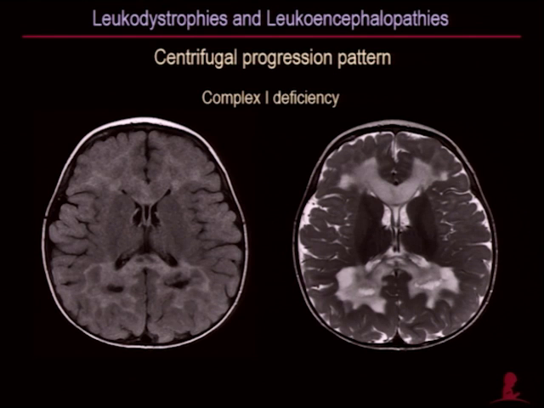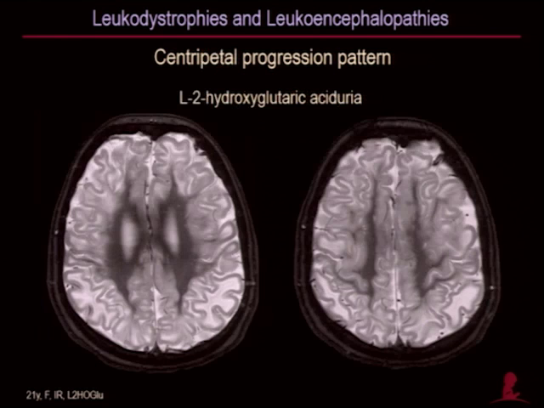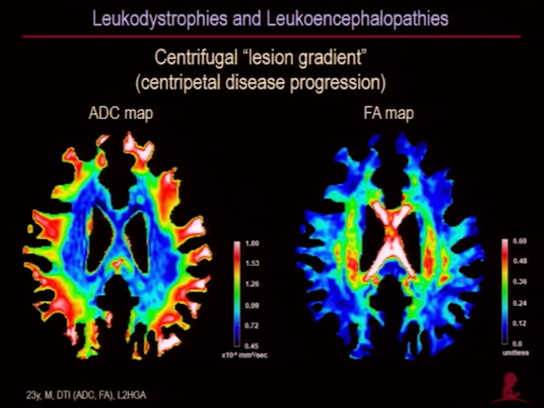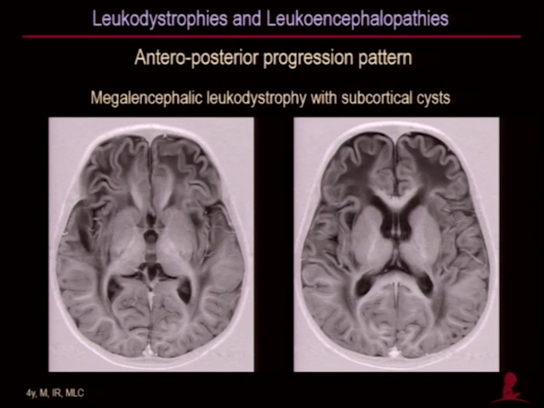Again, here you see the centrifugal progression pattern. This happens to be a complex 1 deficiency. This is the opposite, the centripetal progression pattern, which in this particular case, is L2-hydroxyglutaric aciduria. Now you can quantify that if this is the same patient, now with ADC map and FA map, and you see how the ADC increases towards the periphery and the FA increases towards the deep structures. So now we can measure it and even monitor the evolution of the process.